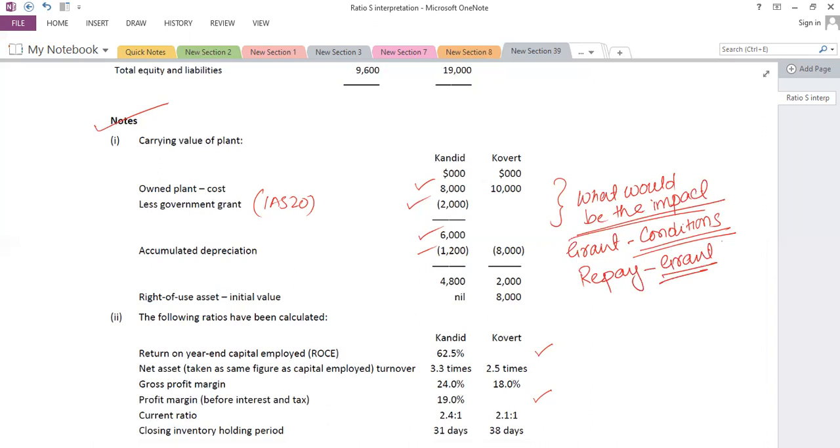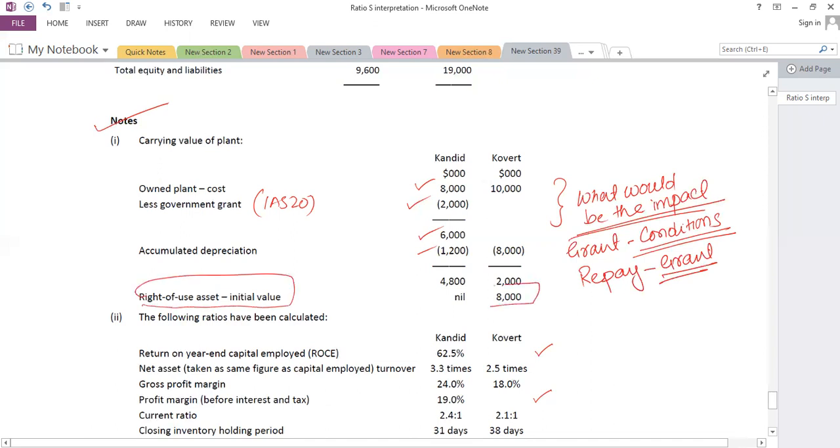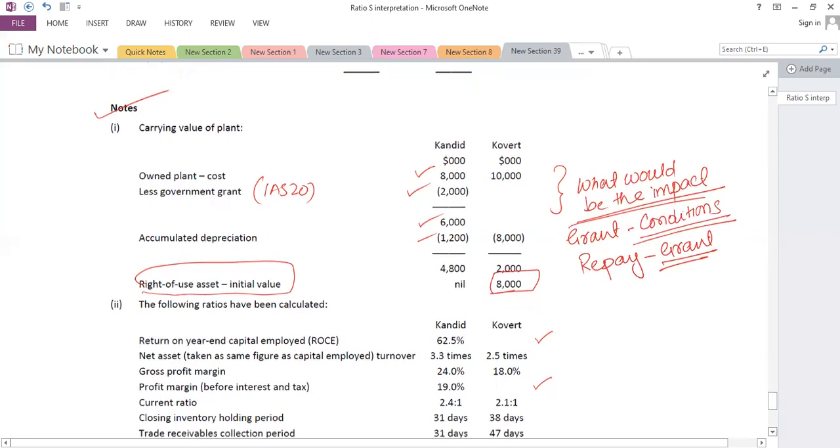And you can see the right to use the leased asset information, its initial value. It means we have leased in the initial phase.